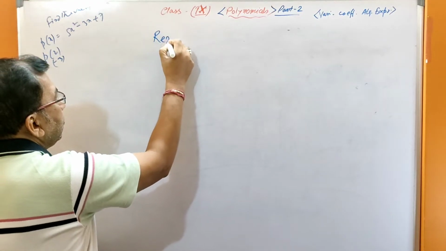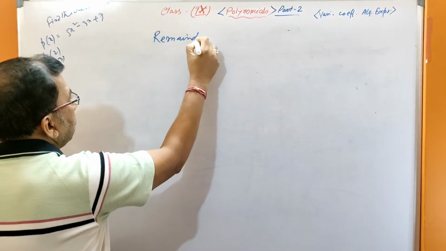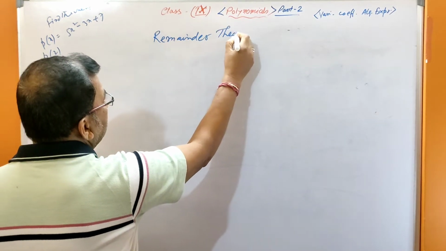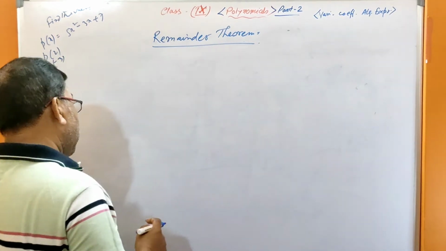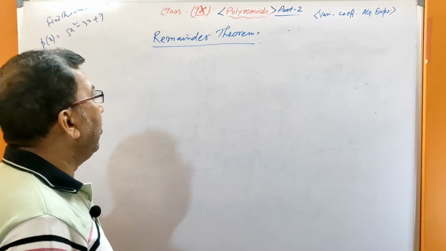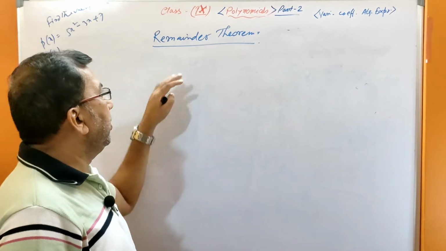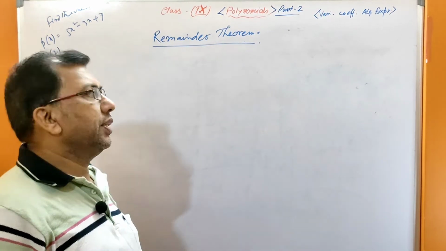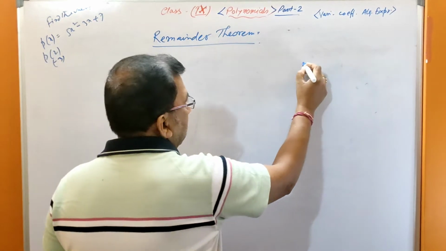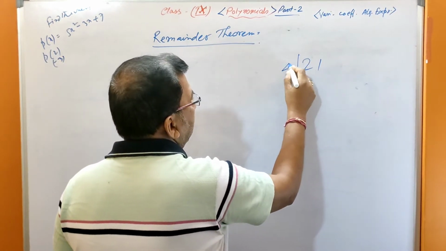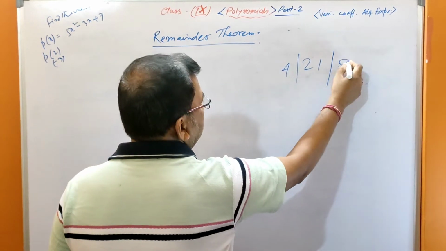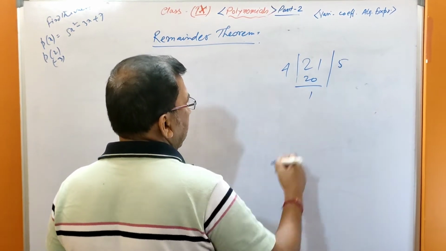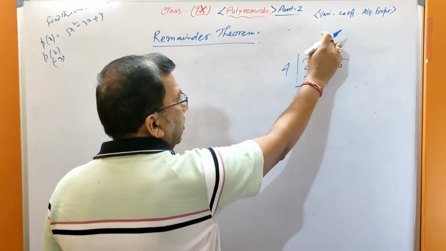Remainder theorem. You have learned about the remainder theorem in lower classes. Say for example, 21, you have to divide by 4. 4 5 is 21. You can write also out here.